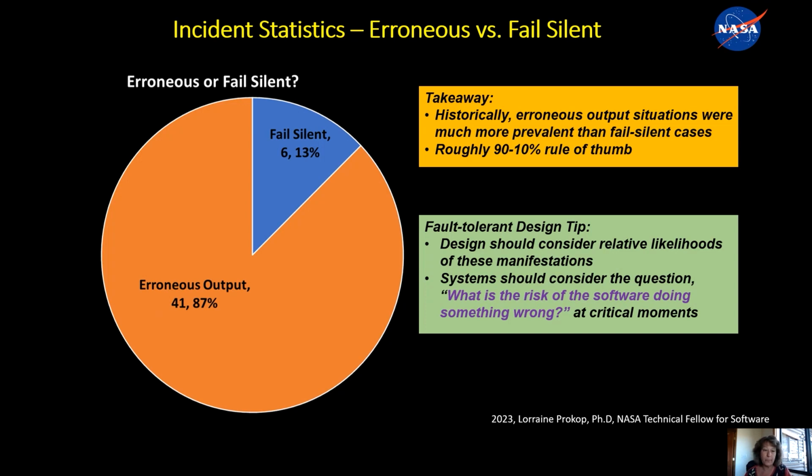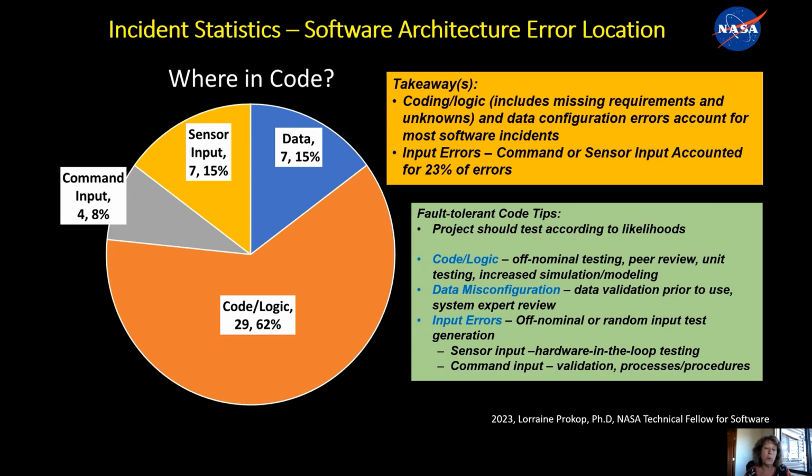And then if you look at where in the code it was from those categories that I went over, coding and logic was the majority of these. As I said, these include missing requirements, maybe insufficient modeling. So I have some fault-tolerant code tips here, but in making this short, I can let you read those. Data config accounted for 15%. And then if you look at inputs, command and sensor together, that's 23%.